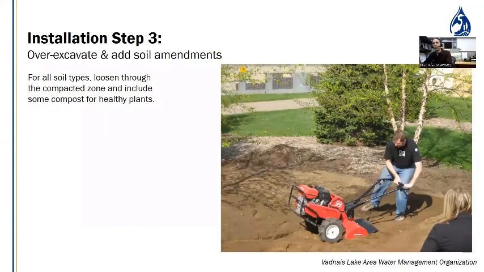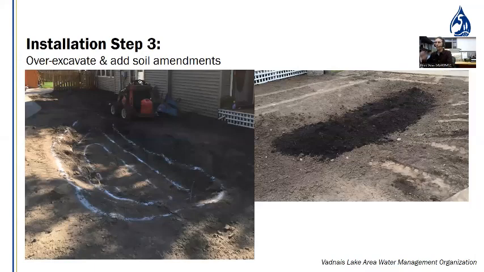Then you've got your loosening. This is a tiller doing it the power efficient way. You could do this with a shovel, it'll take longer, but they're getting down there half a foot to a foot down to really loosen that up before you add your soil amendment. Loosening the compacted zone, include compost. And then you get into your compost amendment.